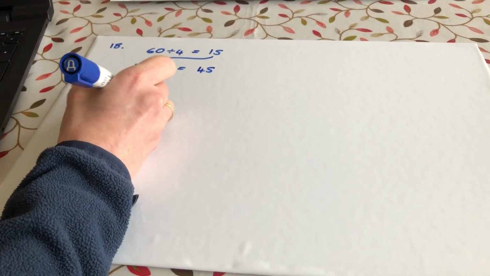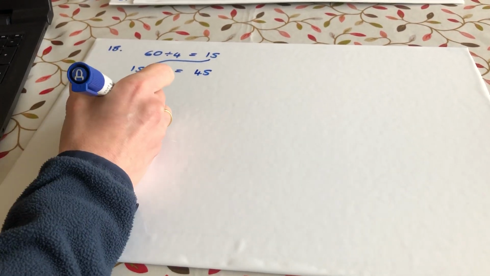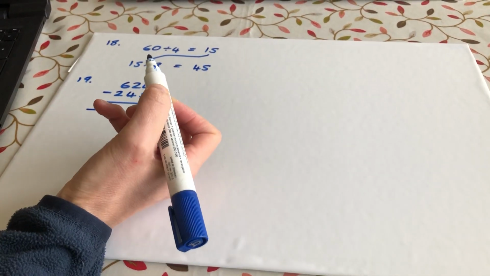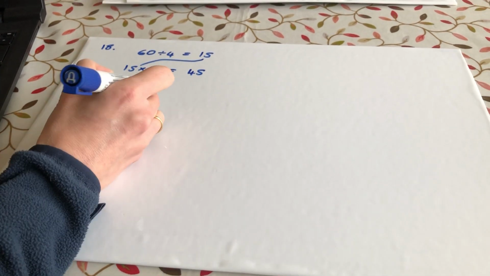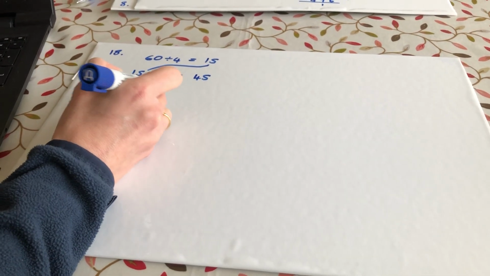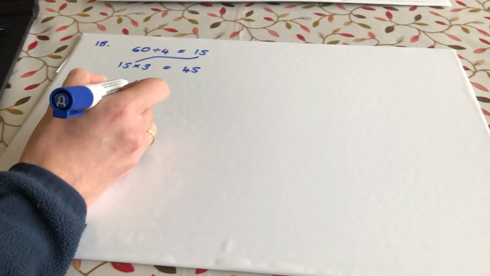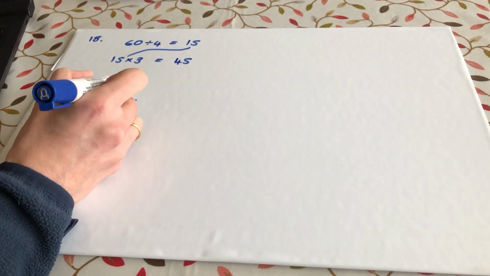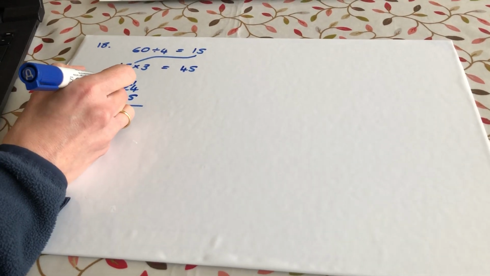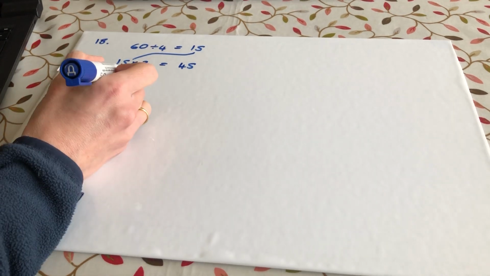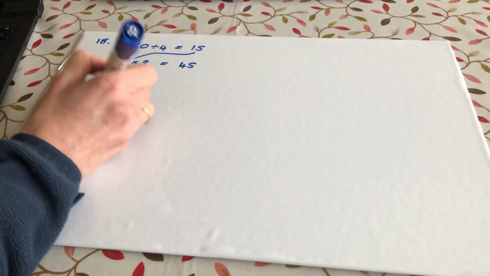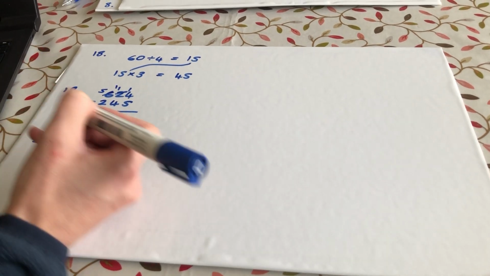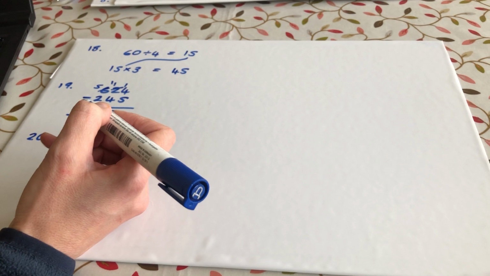Question 19. 624 minus 245. 5 away from 4 I can't do, I don't have enough, so I go to the next column. My 2 becomes a 1 and I bring 10 over. 14 minus 5 is 9. 4 away from 1 I can't do, so I go to the next column. 6 becomes 5 and I bring 10 over. 11 minus 4 is 7, 5 minus 2 is 3. 379.